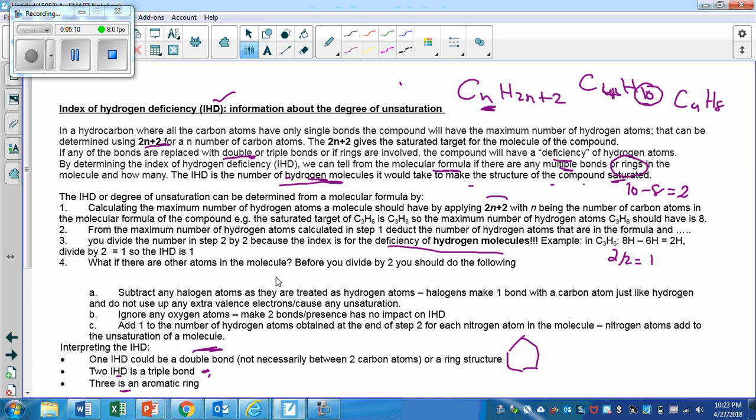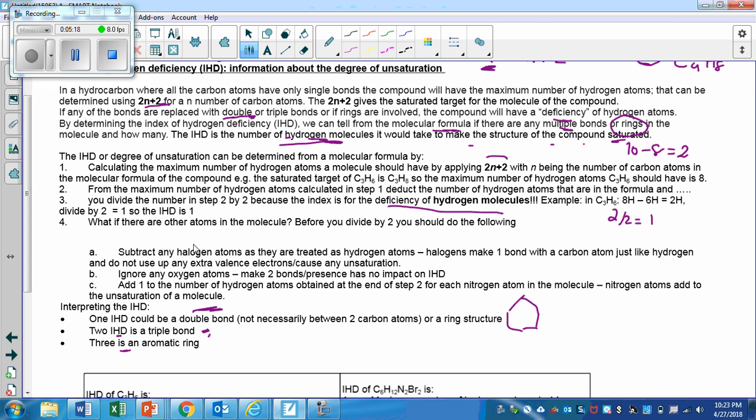But there are some other things that we have to see. What if it is not a pure hydrocarbon? What if it has other elements in it? If you have any halogen atoms, then as you subtract the hydrogens, you subtract that number of halogen atoms as well. So count halogen atoms as hydrogen atoms because they also make only one bond with carbon. If there are oxygens, then we do not care about the oxygen. Oxygen has no impact on the IHD. For every one nitrogen atom, you add one to the hydrogen count.